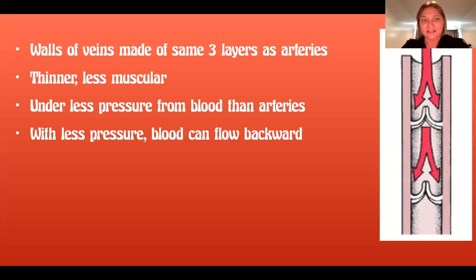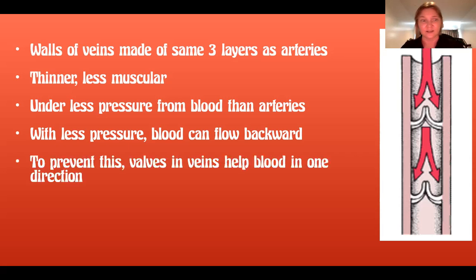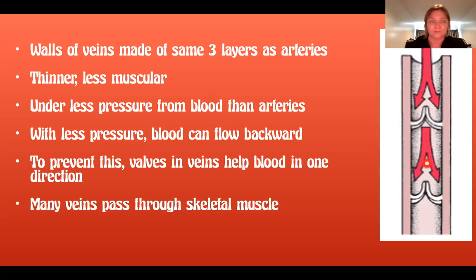Because the blood is under less pressure, it has the opportunity to end up flowing backwards, especially if you think of your arms and your legs where gravity works. It would be really hard to get the blood to go back to the heart against gravity. So veins are the only blood vessels in your body that contain valves, preventing backflow. You can see from the diagram here that the valves are arranged in such a way that they only open going up and they prevent blood from going back down.